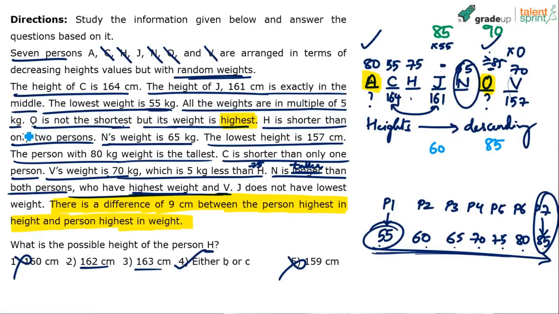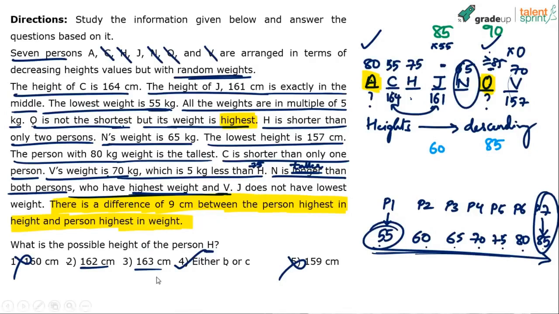Lowest is 55, all the weights are multiples of 5. O is heaviest, N is 65, fine. The person with 80 kg weight is the tallest, fine. V is 70, fine. H is 75, that is also fine. J does not have the lowest weight. I think the answer cannot be determined.